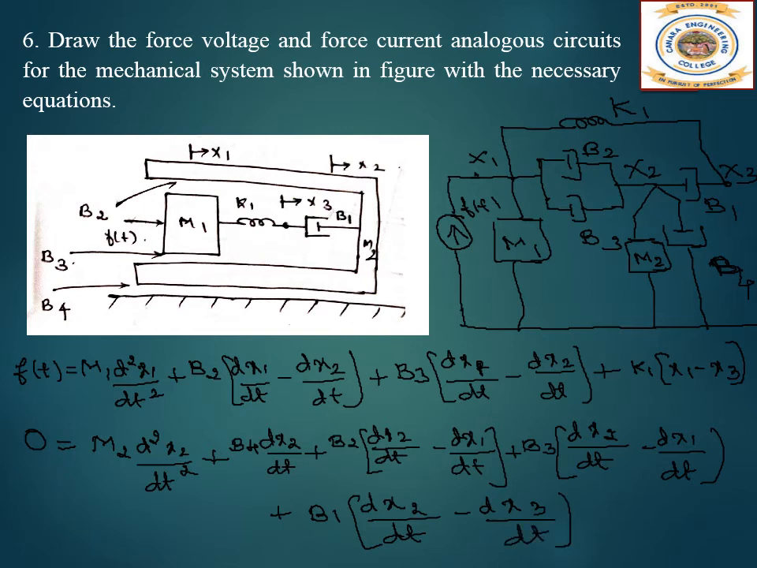This is node 2. For node 3, what do we have? We have b1 and k1. So node 3 will have the equation: 0 equal to b1 into dx3 by dt minus dx2 by dt, plus k1 into x3 minus x1.